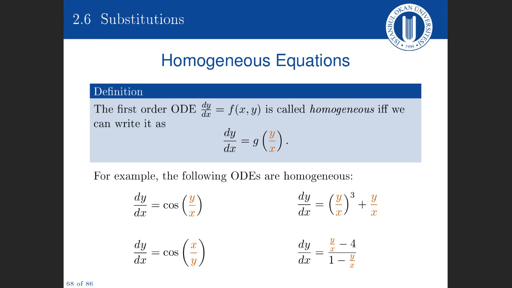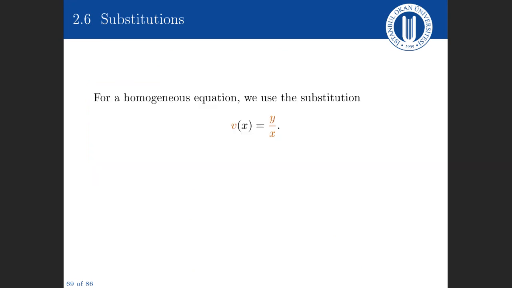Anytime we can rearrange an equation so that it's a function of y over x, we have a homogeneous equation. And for a homogeneous equation, we use the substitution v(x) = y/x. Wherever we have y over x, we're going to replace it with v.